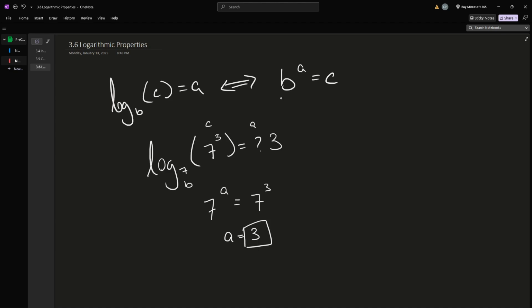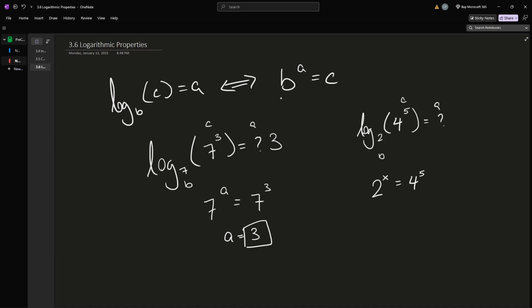Let's do another one and see how this impacts what we have. Let's say log base 2 of 4 to the 5th equals what? So B, C, and A. 2 to the x equals 4 to the 5th.